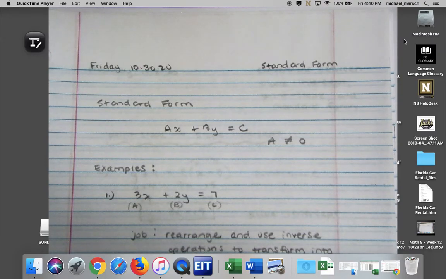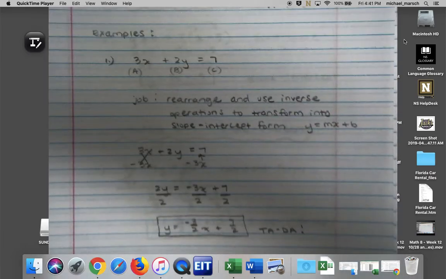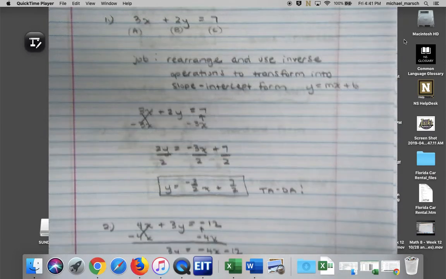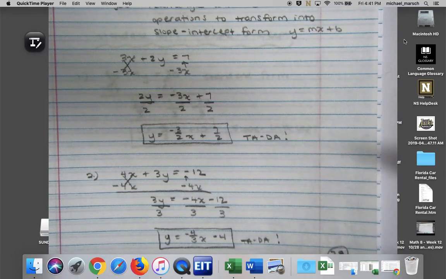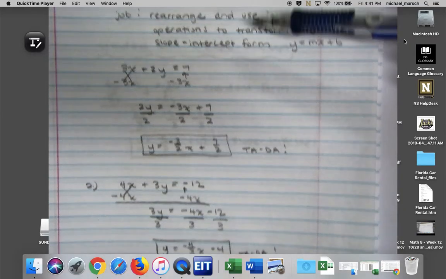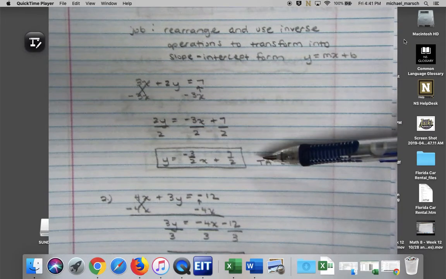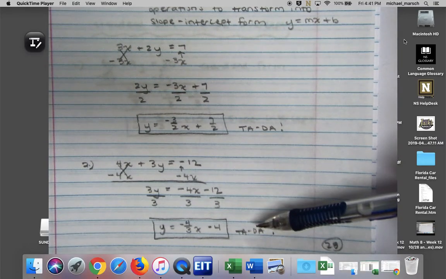Okay, so welcome to our notes for Monday or Tuesday, I guess, depending on which group you're in, West or Miller. So West kids, on Friday we went through these standard form notes, right? For fourth period, we did standard form notes. We talked about changing from standard form into slope-intercept form, okay?